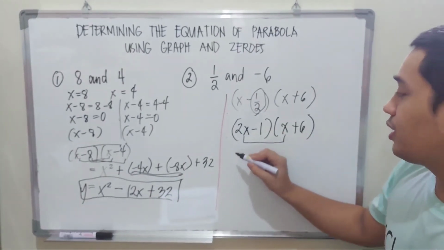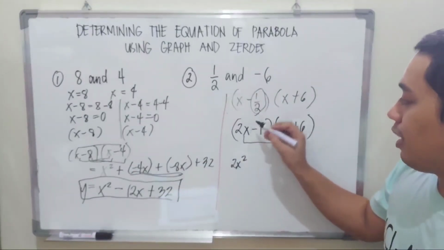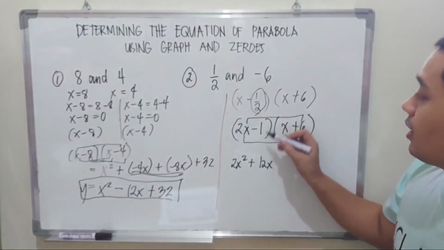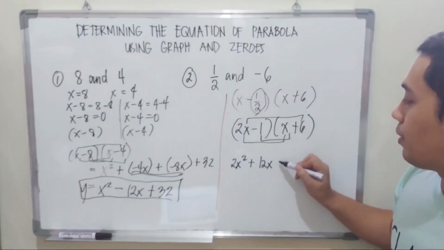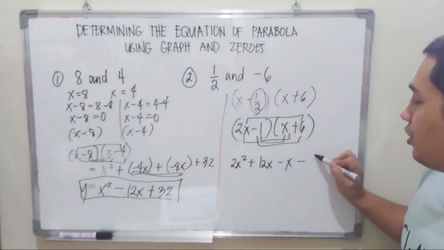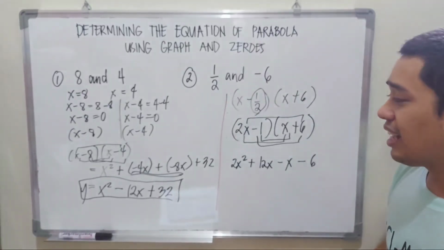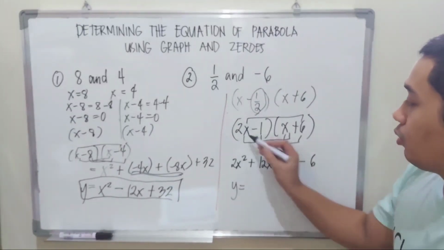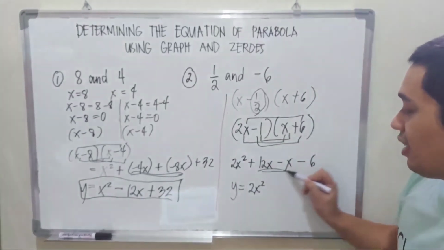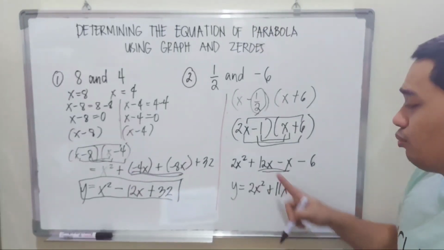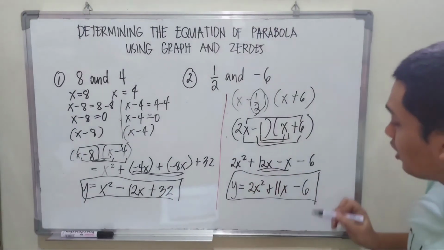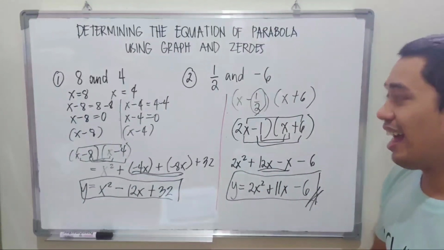So, first times first, 2x squared, then outer to outer, plus 12x, inner to inner, minus x, last to last, minus 6. Let's simplify. So y is equal to 2x squared, then combining like terms, plus 11x, then minus 6. So this will be our final answer.